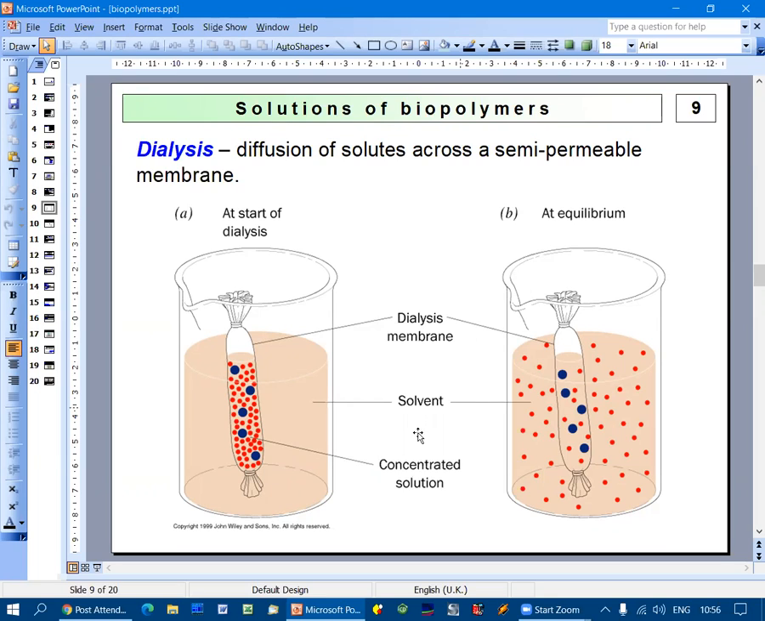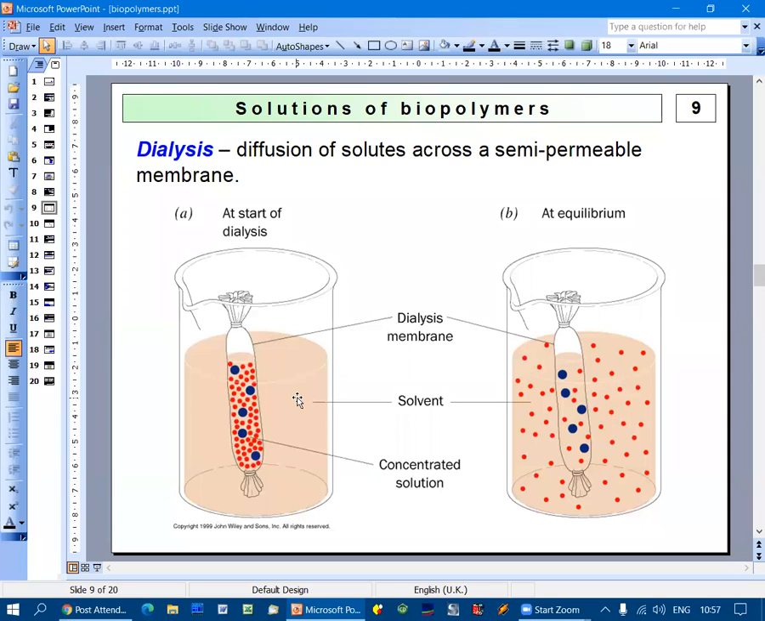If you have a mixture of molecules of high molecular weight compounds, they are blue here, and the particles of low molecular weight compounds, for example, ions or salts or something like that, and you put it into a bag made of semi-permeable material. Usually it is microcellulose or cellulose acetate, something like that. Then you put this bag into a solvent.